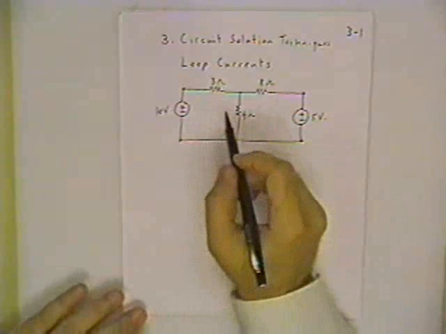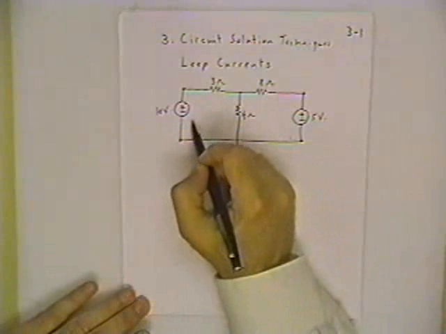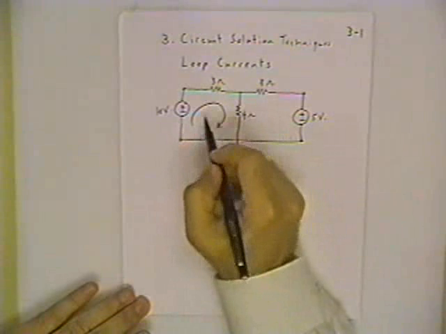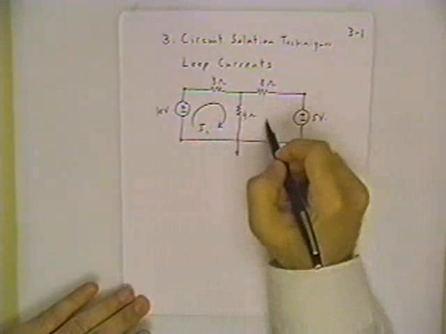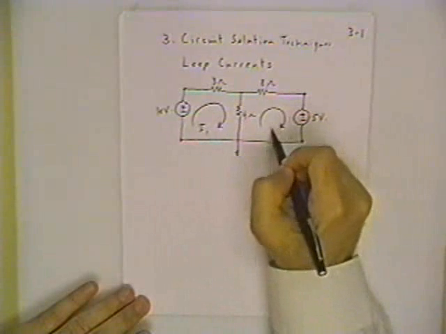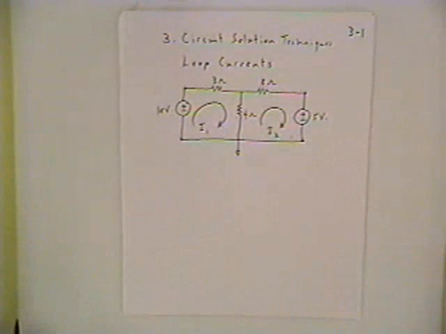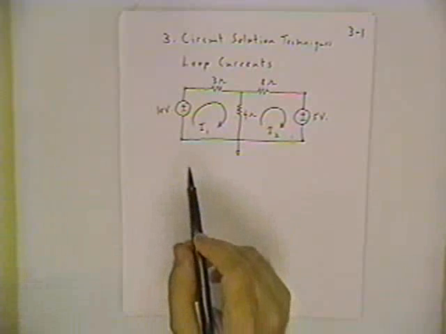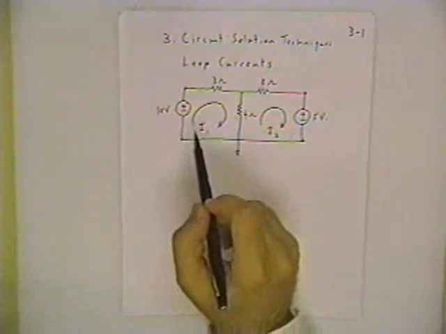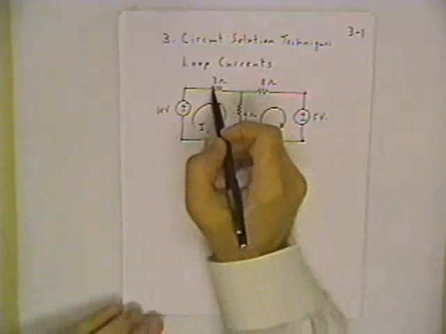The loop current technique says, let's just assign a current to each of the loops in the circuit, and then write down the Kirchhoff voltage laws. Well, I'm going to use my technique of labeling the polarities of the resistors.